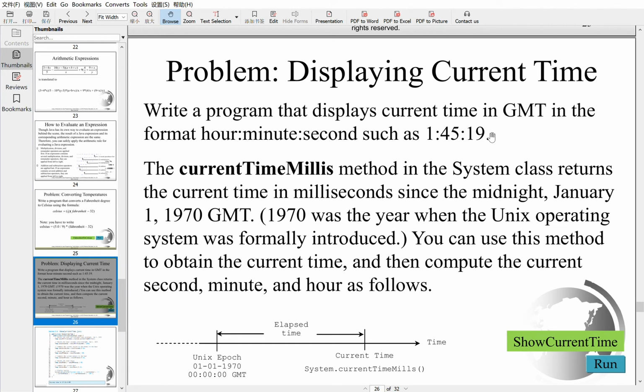The currentTimeMillis method in the System class returns the current time in milliseconds since midnight, January 1, 1970 GMT. It was the year when the Unix operating system was formally introduced. You can use this method to obtain the current time and then compute the current second, minutes, and hours as follows.